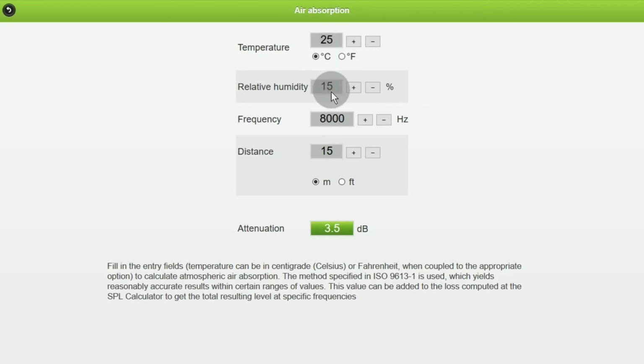As far as the relative humidity, water is a much better conductor of sound than air is. So that means the humidity has a big impact. For instance, here we have a relative humidity of 15% with 3.5 dB loss. If we go to 50% humidity, then that'll go down to 1.3.